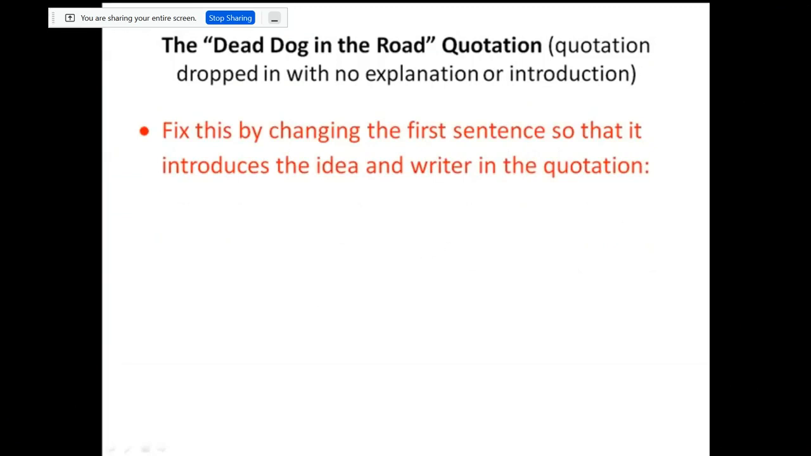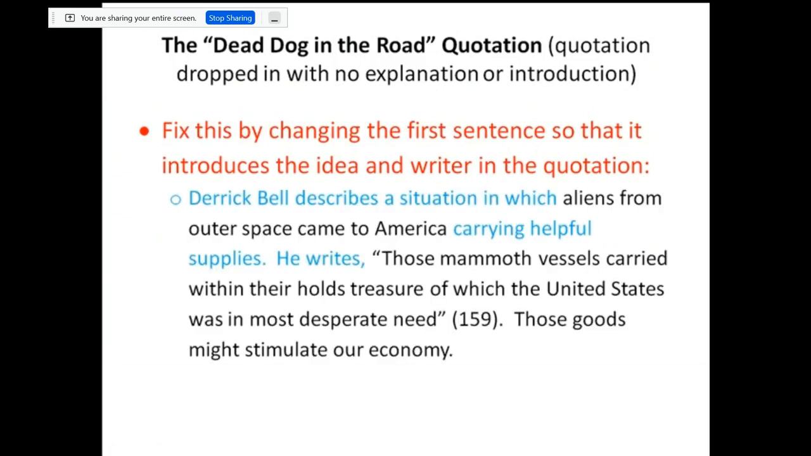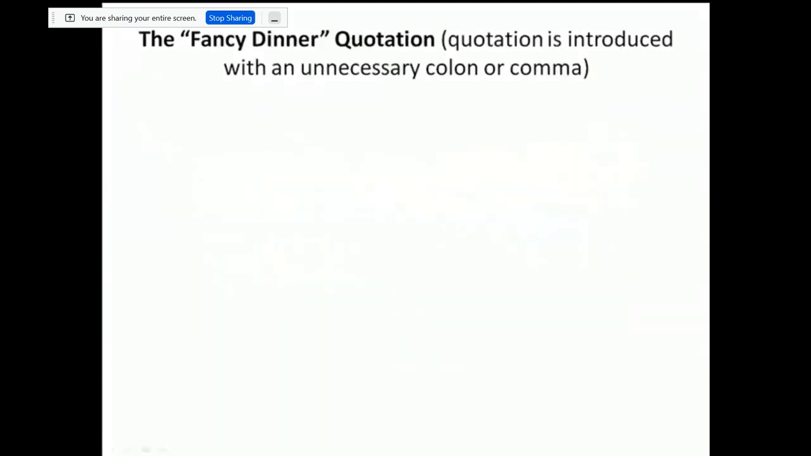Well, the way to fix that is really pretty easy. You just have to change the first sentence so it introduces the idea, introduces the writer that you actually are going to quote. Here's what it might look like. Derrick Bell describes a situation in which aliens from outer space came to America carrying helpful supplies. He writes, oh, that's so nice. I knew what was coming up in the quote. It was introduced. No longer was it a dead dog in the road. It was a smooth river bend. I don't know, something like that.